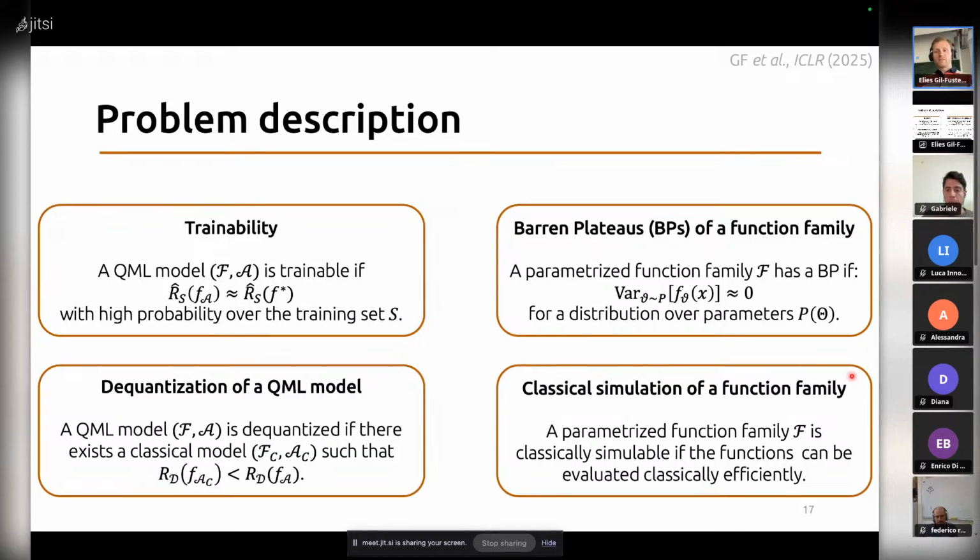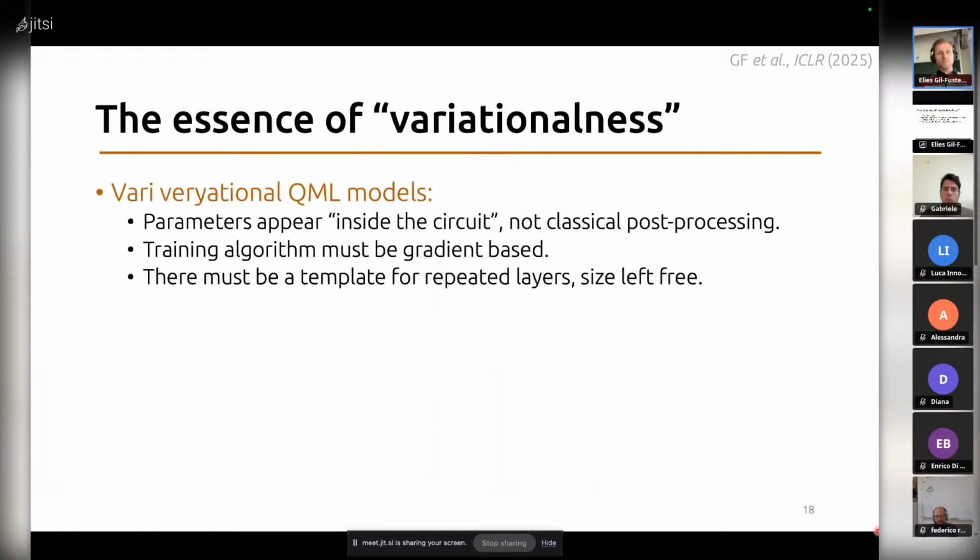Classical simulation of a function family is the property you see in the news. You say you have a family of quantum functions, and what if I come up with a classical algorithm that can produce the same input-output relations as those quantum functions? Then I'm classically simulating your function family. In this work, we defined all of these things very carefully and then asked questions: does this imply that? Can you have both of them simultaneously or not?